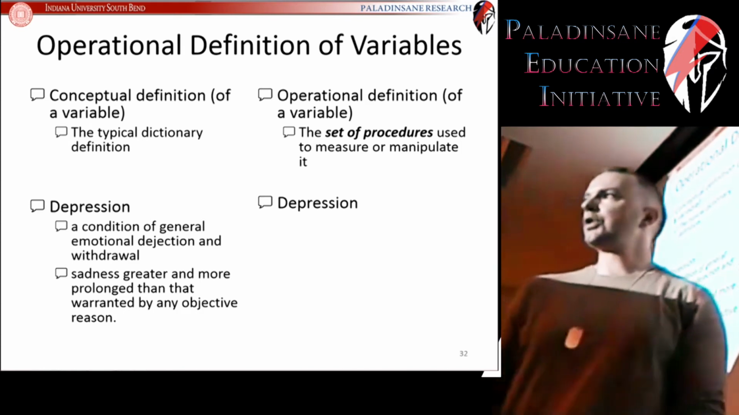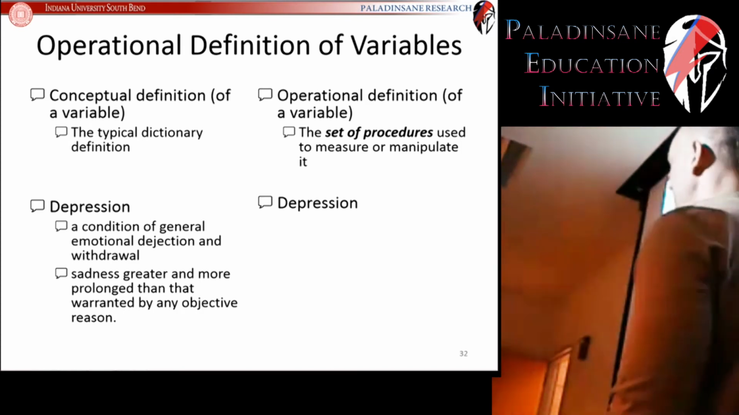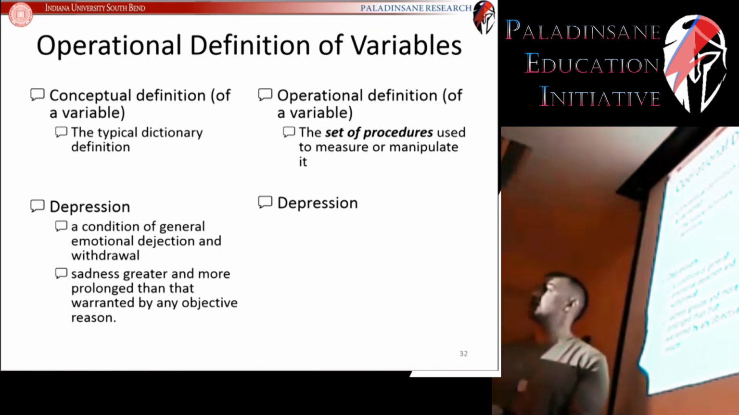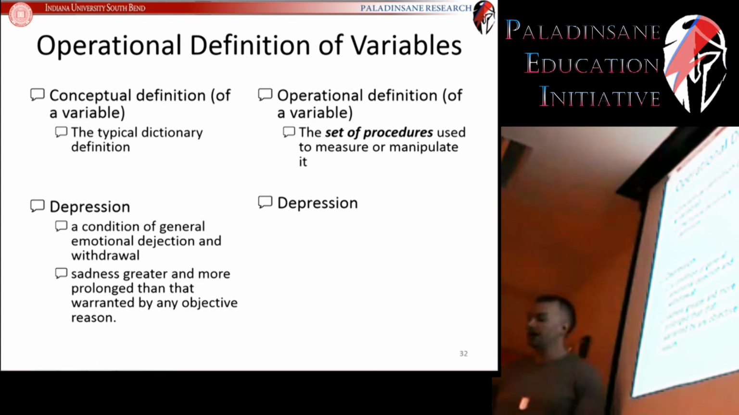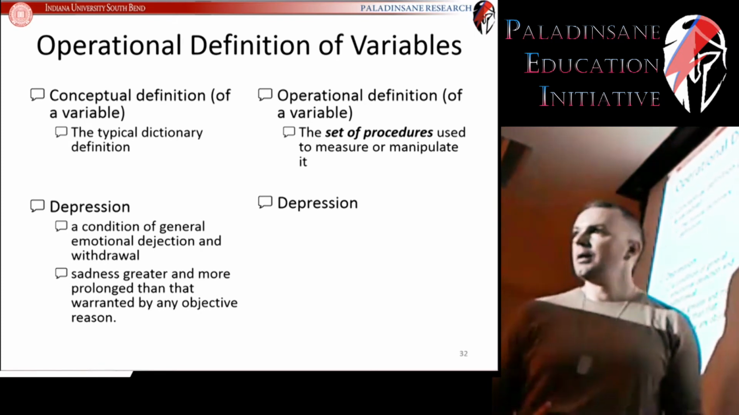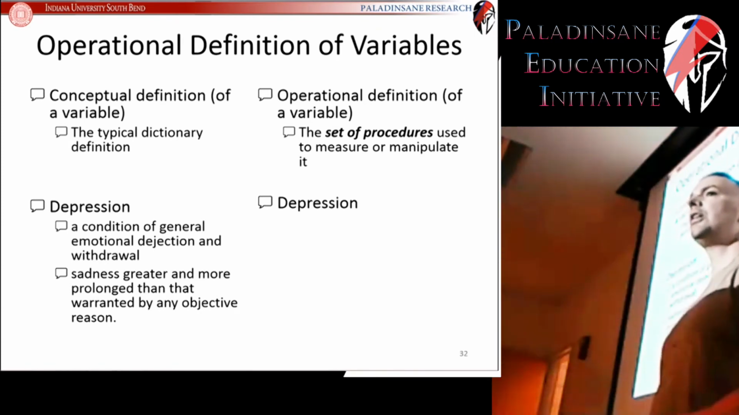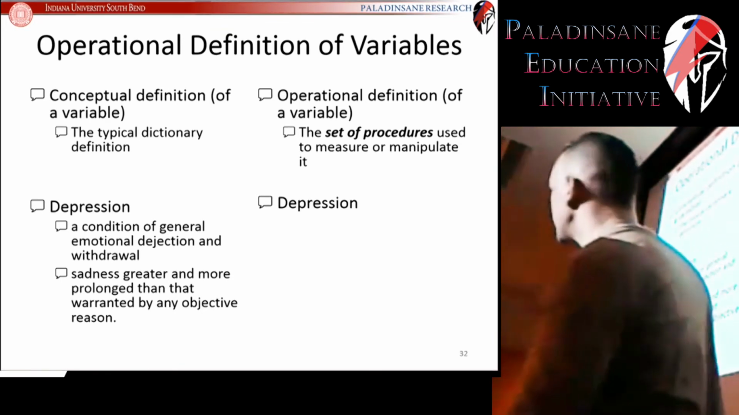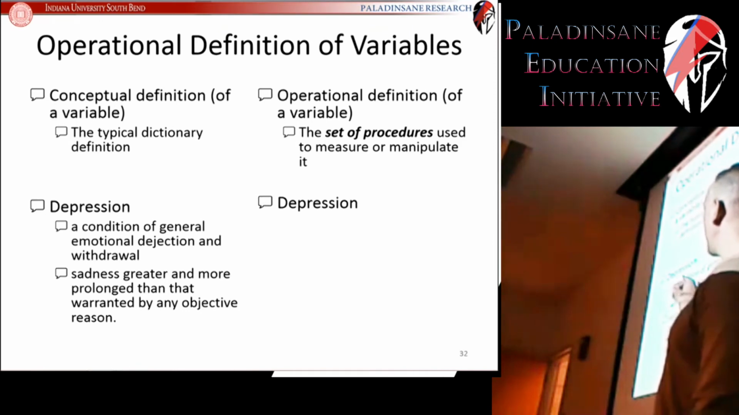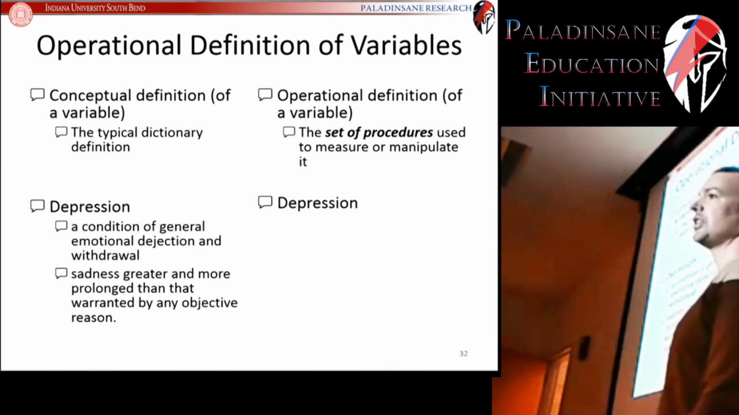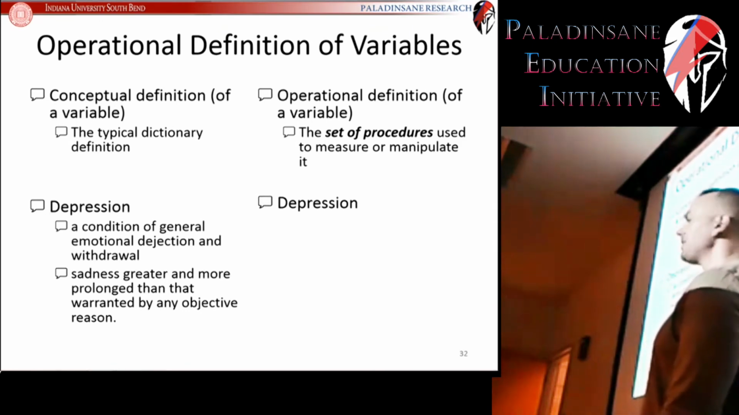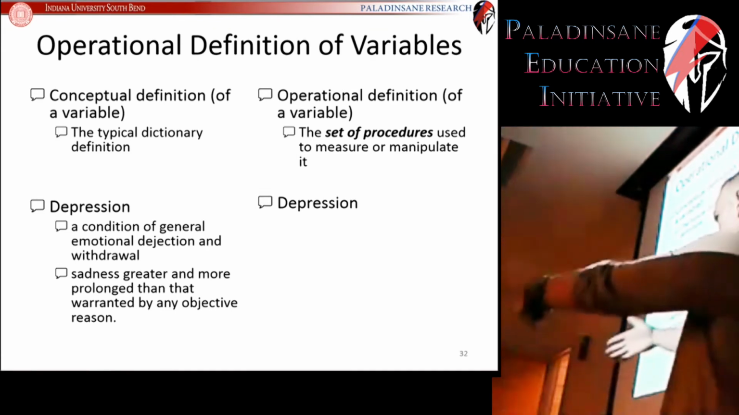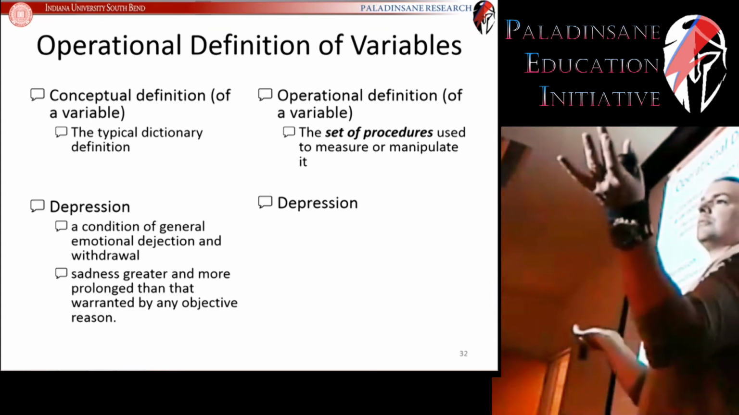But if I was researching depression, and you came into my lab and said, I want to participate in research, I want to be a research assistant, and I said, okay, great, I've got a subject coming in and I want you to measure their depression. And you say, perfect, how do I do that? And I say, just measure their condition of general emotional dejection and withdrawal. Just measure if they have sadness greater and more prolonged than that warranted by objective reasoning. Go ahead, measure it.